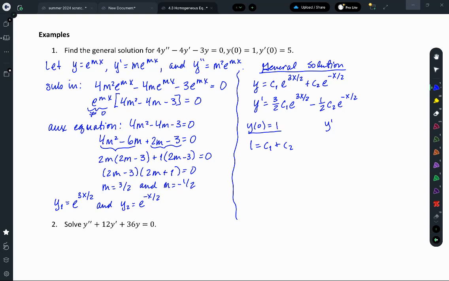And then I have y prime of 0 is equal to 5. And when I plug in 0 for x in y prime, I get 5 is equal to 3 halves c1 minus 1/2 c2. I'm going to take that equation and multiply it by a 2. So 10 is equal to 3c1 minus c2. Okay, now I have two equations and two unknowns. I could actually add them together, and that would eliminate c2. So I'm going to use elimination.